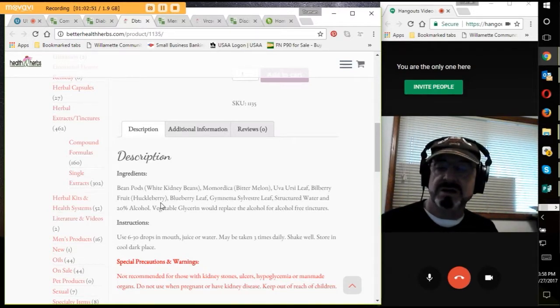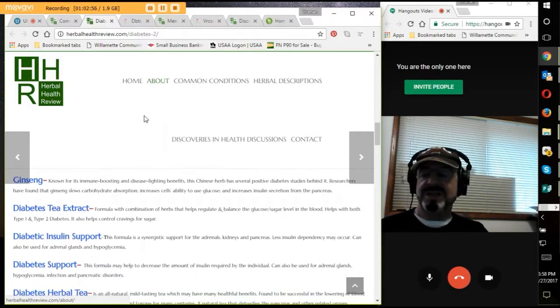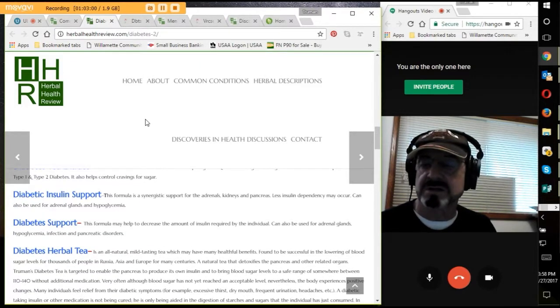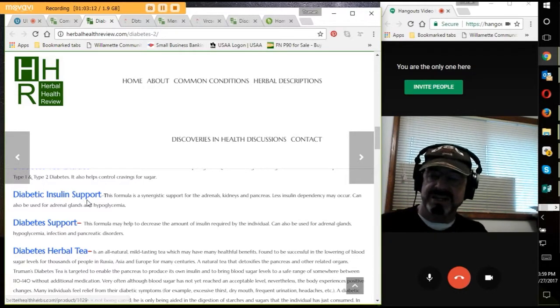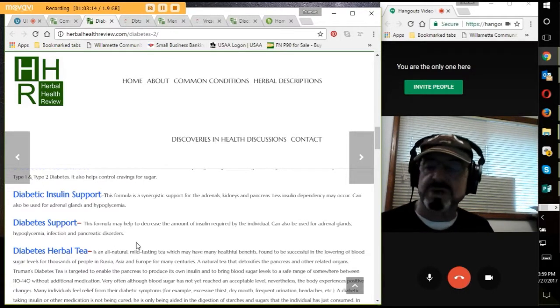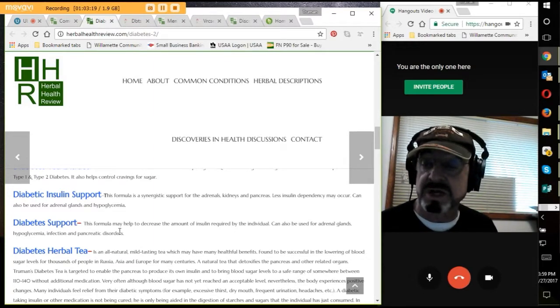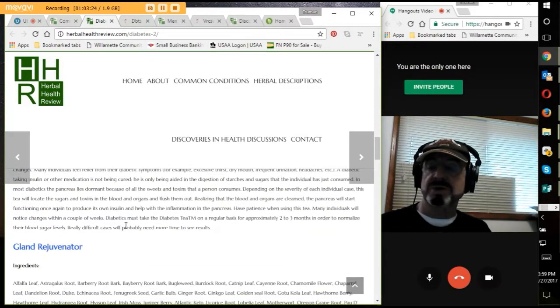So you have your choice of the tea, the liquid, and let's go back to the diabetes report. But anyway, that is a diabetes insulin support extract. There's a diabetes insulin support, that's the tincture extract. Then there's a diabetes herbal tea. So you can get it as a tea, you can get it as an extract. And then in the worst case scenario, which we very seldom have to use anymore, there's a diabetes support herbal formula of other herbs. So there's a lot of help.